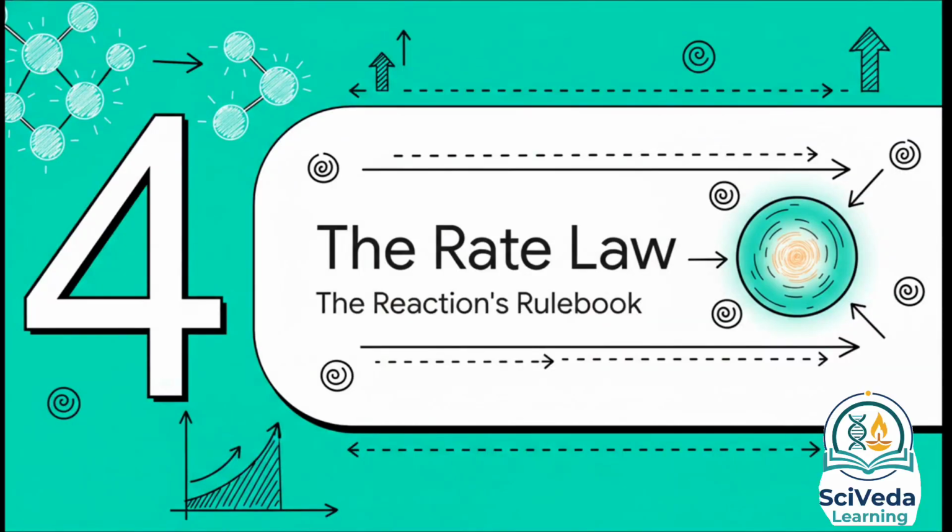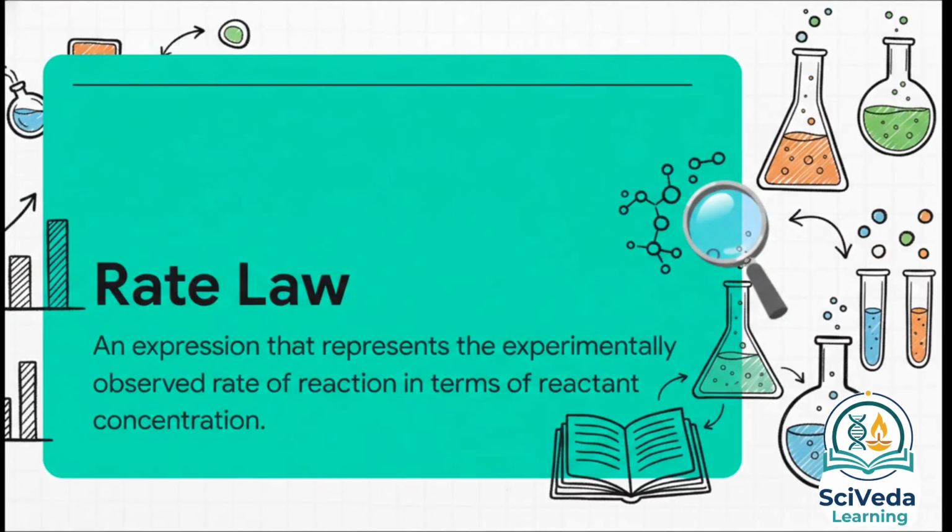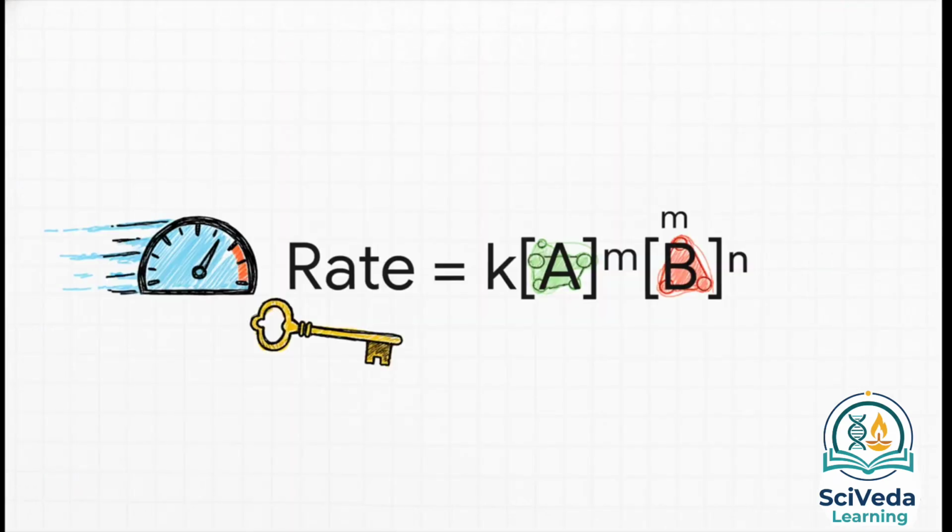Okay, we've established that concentration is a huge factor. So, how can we describe the exact mathematical link between how much stuff we start with and how fast the reaction goes? Well, that's where something called the rate law comes into play. The rate law is basically the rule book for a specific reaction. It's an equation that tells you precisely how changing the concentration of each ingredient is going to affect the overall speed.